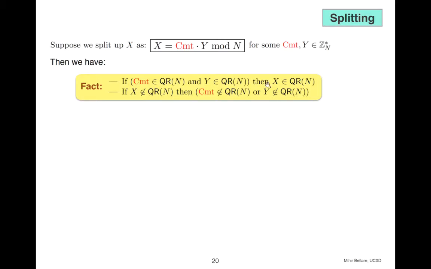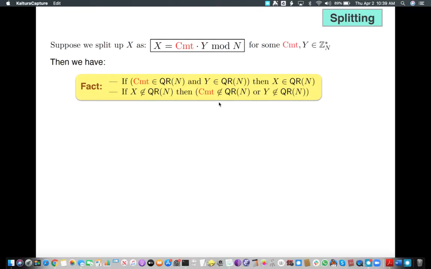Just take the contrapositive of that statement. It says if big X is a non-square, then either this is a non-square or this is a non-square. And that's just the logical contrapositive. How is this going to help us?